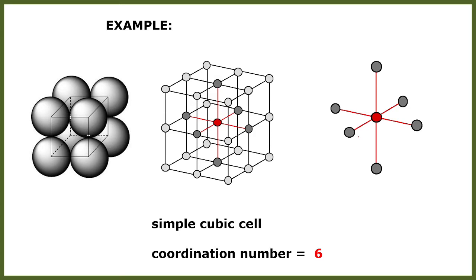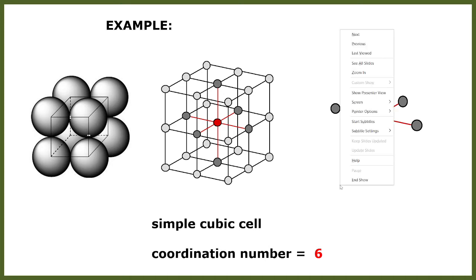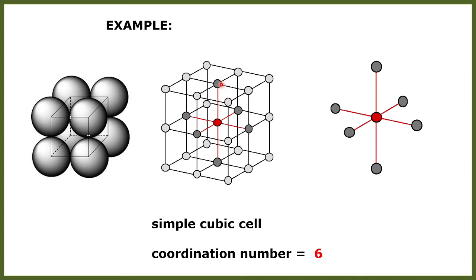Okay, for simple cubic cell, we look at the coordination number. Coordination number is the number of atoms touched with a single atom. So for SC, if this is one atom, the atoms that touch it are 1, 2, 3, 4, 5, 6. So the coordination number is 6.